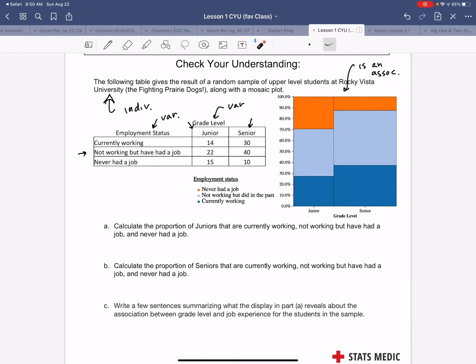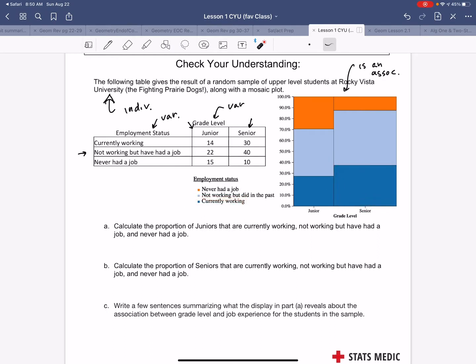One quick way of saying this would be, I can see just here on the senior that this is quite a bit smaller. So if I know you're a senior, you're much less likely to never have had a job because that's what the orange stands for. Now I could have pointed out other things, like notice this is much taller on the seniors. So if I know you're a senior, you're more likely to currently be working as well.